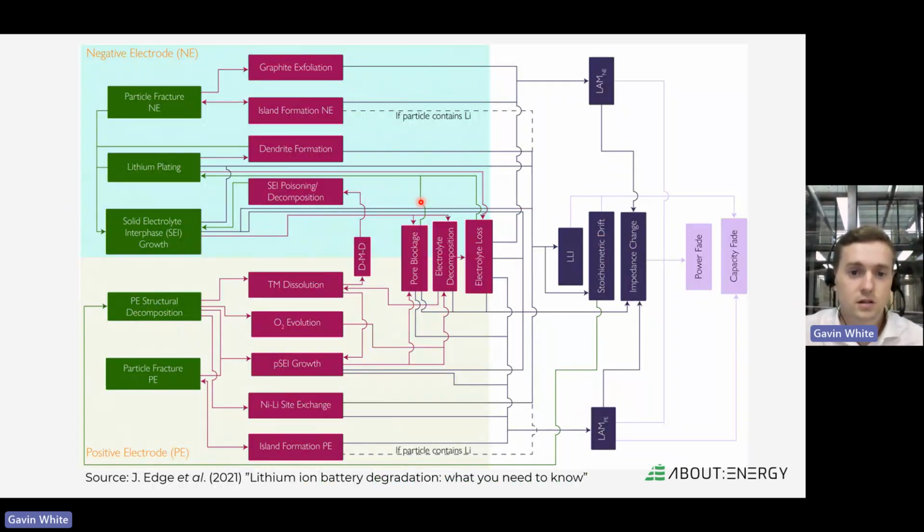So here's a great paper from the research group at Imperial College London, from Jacqueline Edge, called Lithium-ion Battery Degradation, What You Need to Know. And this paper is open source, so anybody can go and read it and access these diagrams. But this gives a little taste or flavor as to just how complicated battery degradation gets. And it's path dependent. Depending on what happened in the past, that will affect how it degrades in the future.